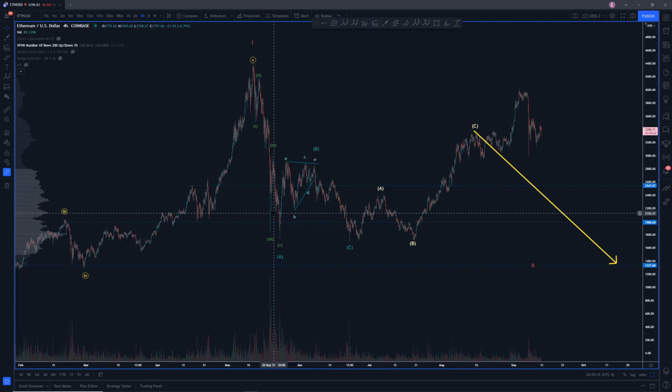In my previous update on Ethereum, I had us moving downwards one more time to sub $1,400 before I was going to call in the bottom of Ethereum. Now I'm using multiple different tools and techniques here called Elliott Wave Theory, and I used Fibonacci Retracements.